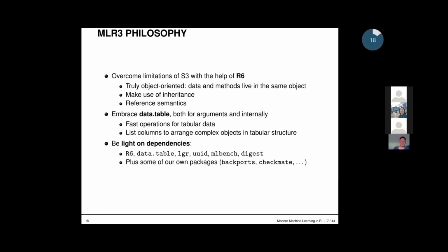And third, we wanted to be light on dependencies. So these are our external dependencies. We used R6, data.table, a logging package, a package to create unique identifiers, some data sets, and digest for cryptographic hashes. And that's it. All these packages don't have any more reverse dependencies or recursive dependencies. There are some more packages in the description file, but these are all developed by ourselves, so we don't count them here.